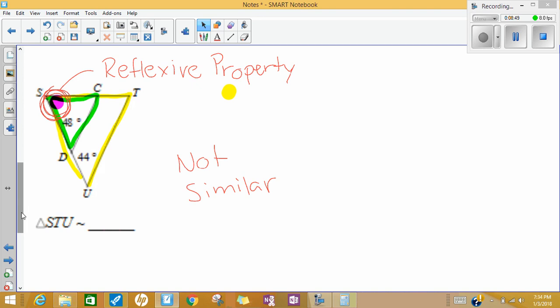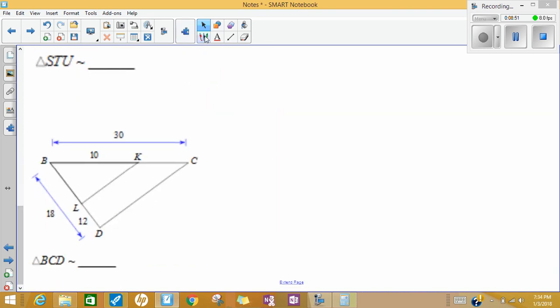And let's try one more using that same property. So reflexive property shows up here. Angle B is in both triangles. So I'm going to mark it up with an arc. And then it looks like I know some stuff about the sides of these triangles. This side BK in the smaller triangle is 10, and this side in the longer triangle is 30. So I can write that ratio.